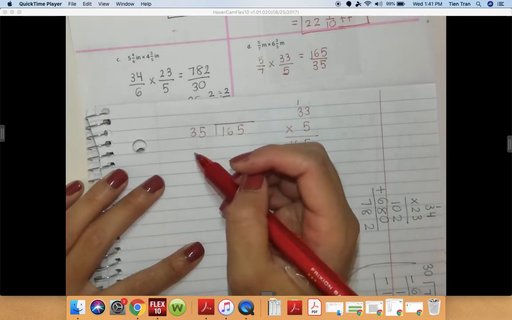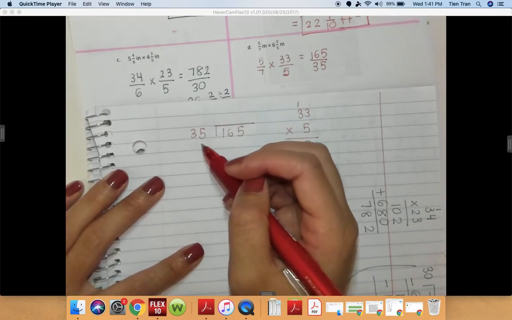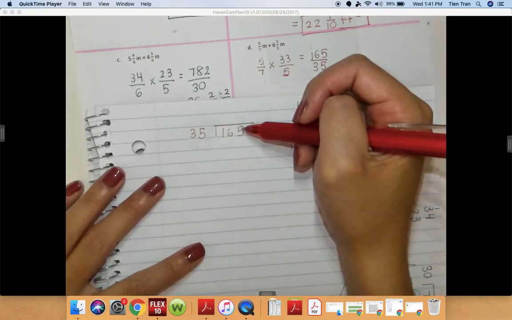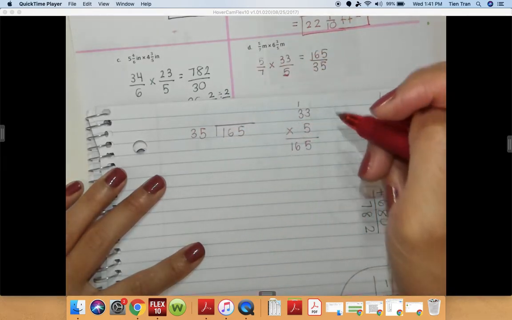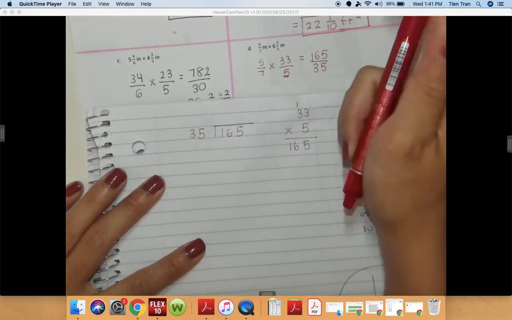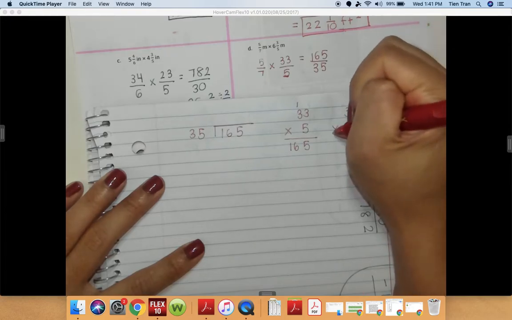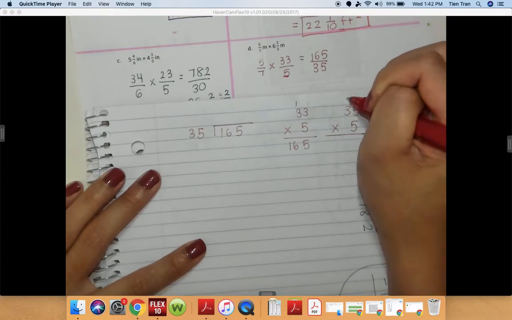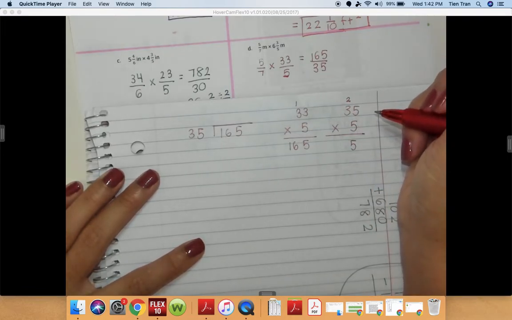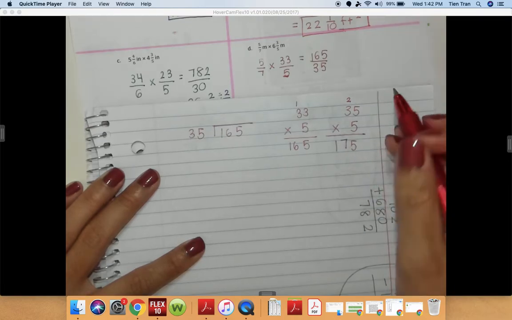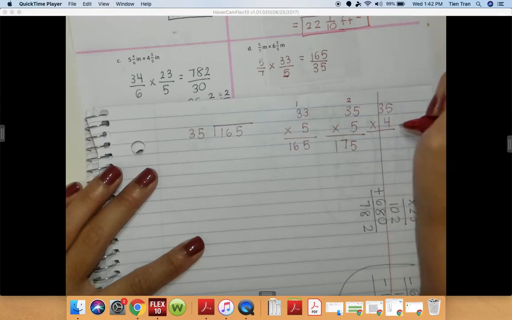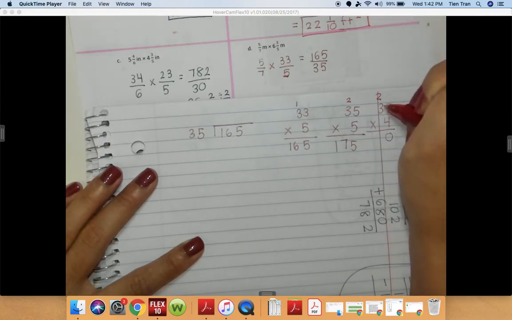How many times do I think 35, or approximately 40, can go into 180? I'm going to use 35 times approximately 5. 5 times 5 is 25, 5 times 3 is 15, plus 2 is 17. That's a little high, so I'm going to try 4. 35 times 4: 5 times 4 is 20, 4 times 3 is 12, plus 2 is 14. So that one works better.